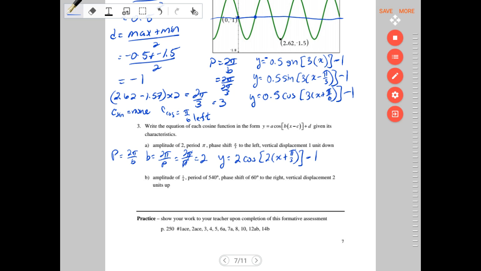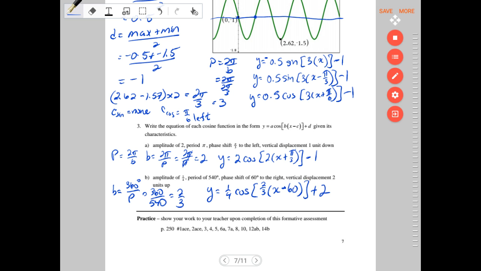Okay, part B, amplitude of 1/4, period of 540 degrees, phase shift of 60 to the right, and a vertical displacement 2 up. Alright, so again, we're going to use b equals, instead of using 2 pi, we're going to use 360. So 360 divided by the period, so that's 360 divided by 540, which is equal to 2 over 3. Okay, so y equals, the amplitude is 1/4, cos, my b value is 2/3, my phase shift is 60 degrees to the right, so that's x minus 60, and my displacement is 2 units up, so that's plus 2.